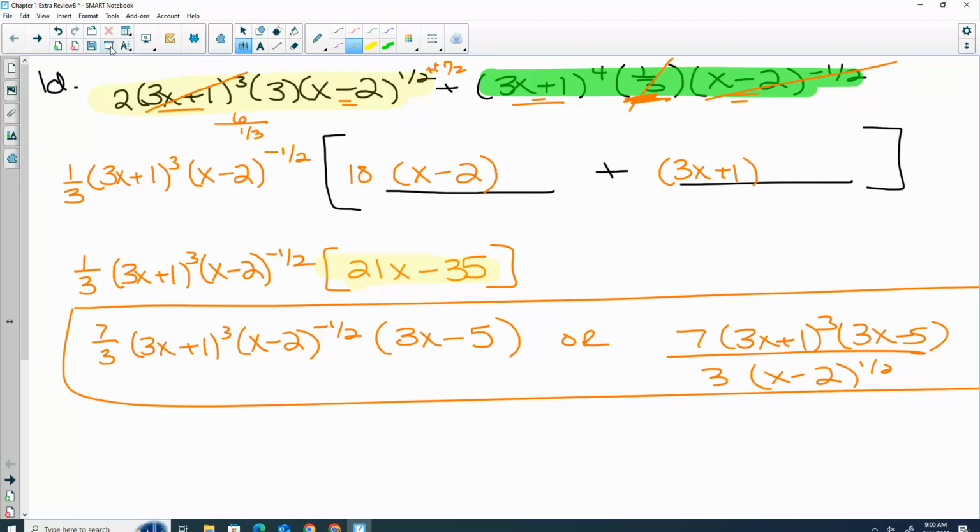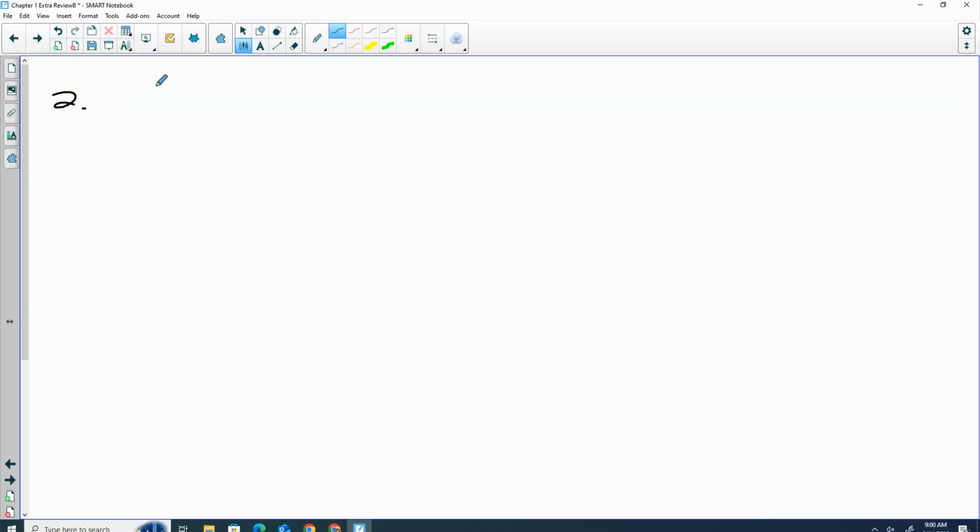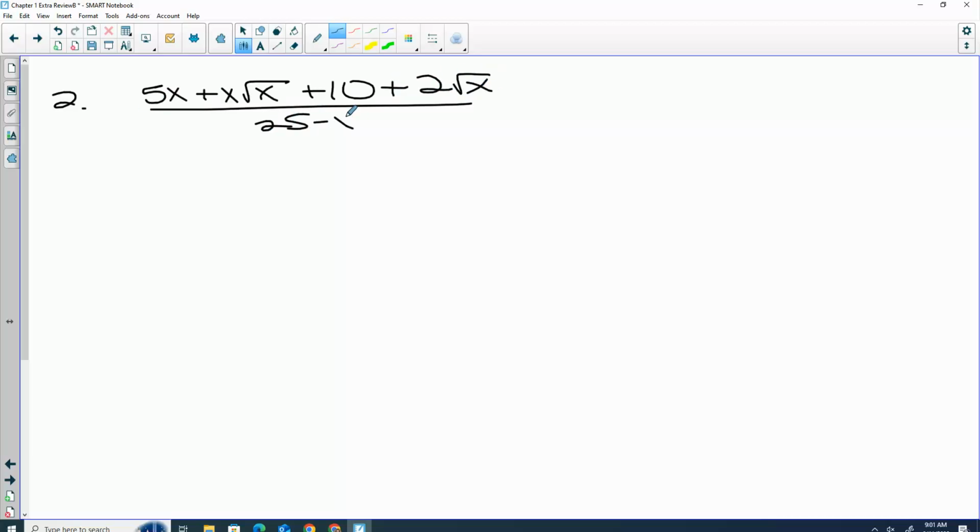Alright. Number 2, I'm just checking. That one you just multiply by the conjugate, so 5 plus the square root of x. So the numerator, in any order, you should have the terms 5x, x radical x, plus 10, plus 2 radical x, over 25 minus x. 3a is about 2.7. We're going to talk about b.